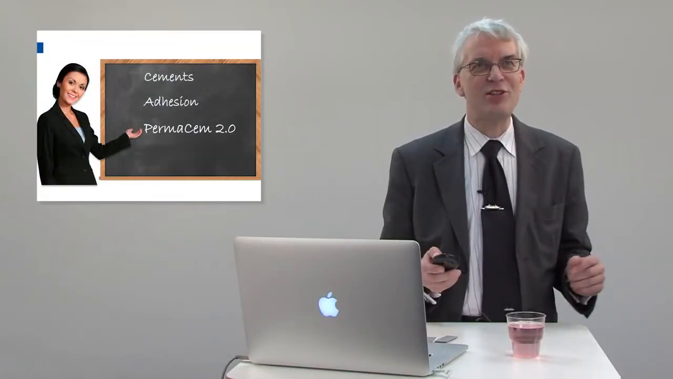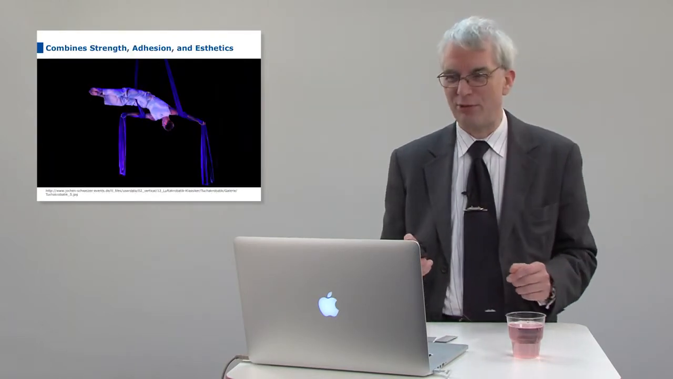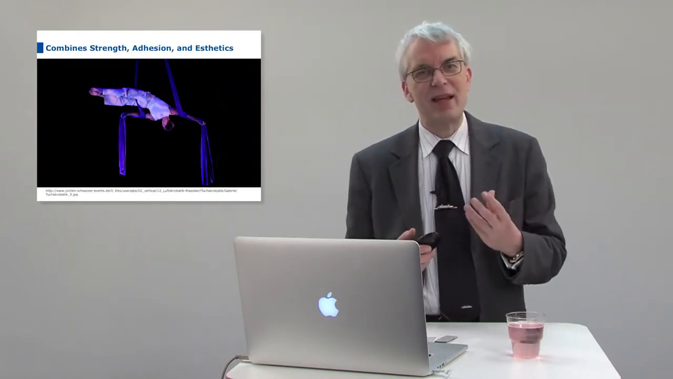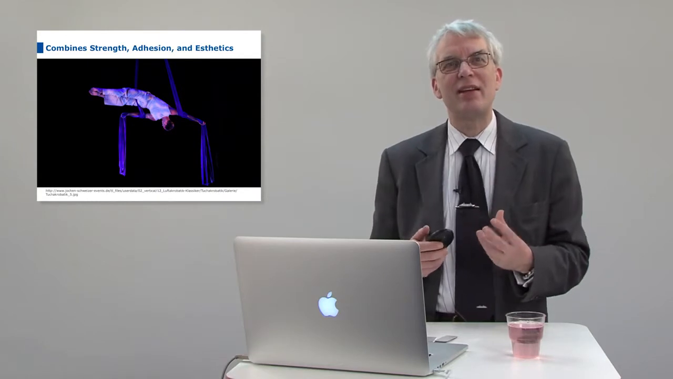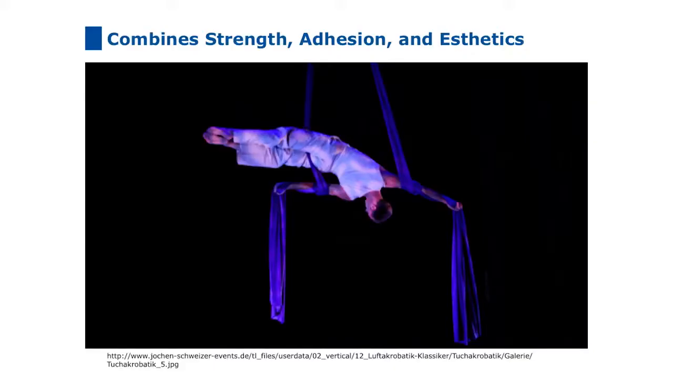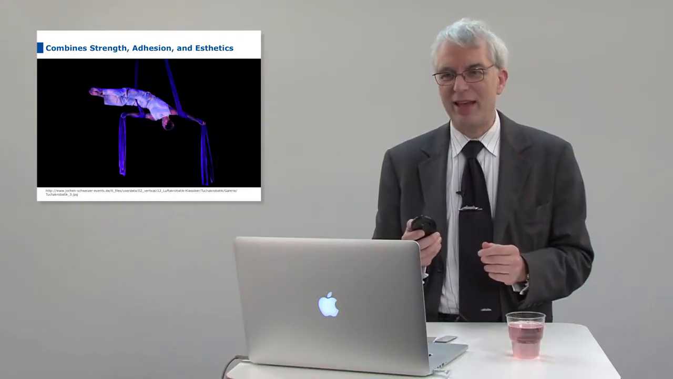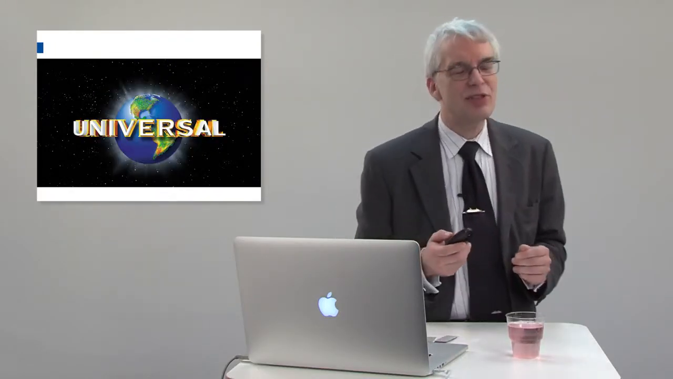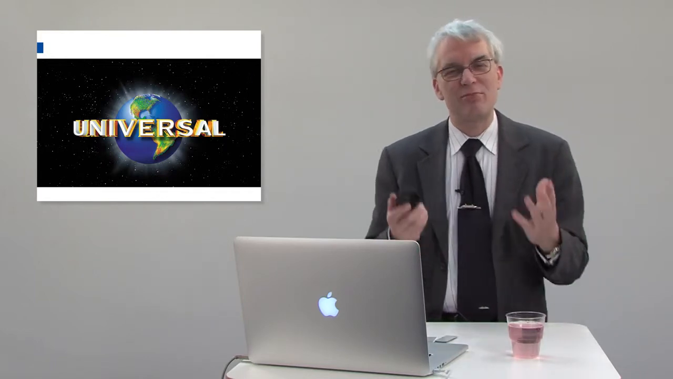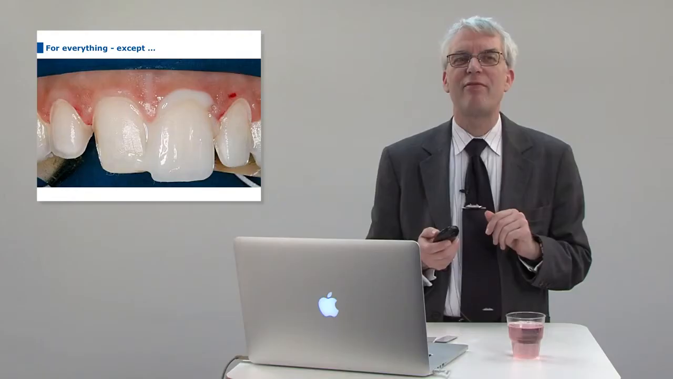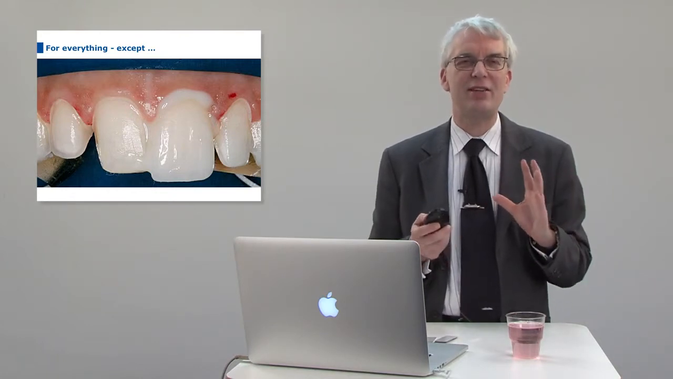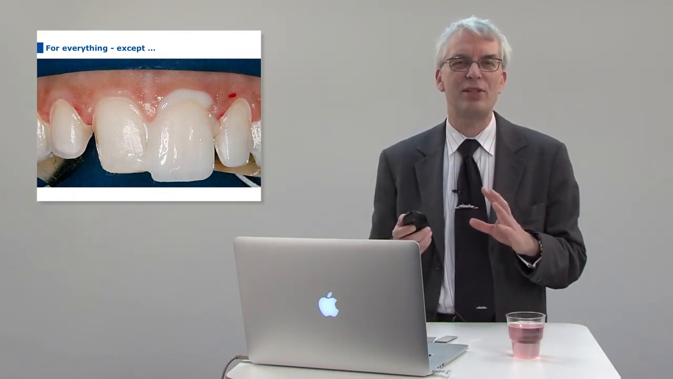So, special features of PermaCem 2.0. As a resin cement and as a self-adhesive cement, it combines everything: strength, adhesion, and aesthetics. So it's the full package. And it is a universal cement, so you can use it with anything: crowns, bridges, except veneers. This is the one thing that you cannot use PermaCem 2.0 for.